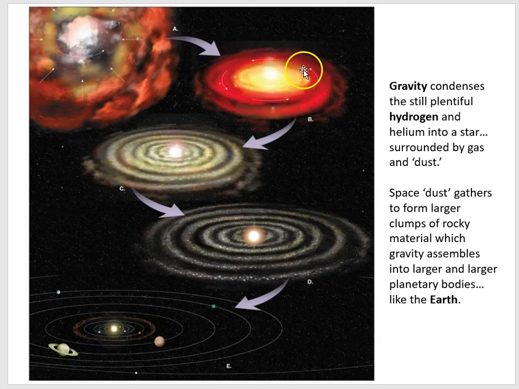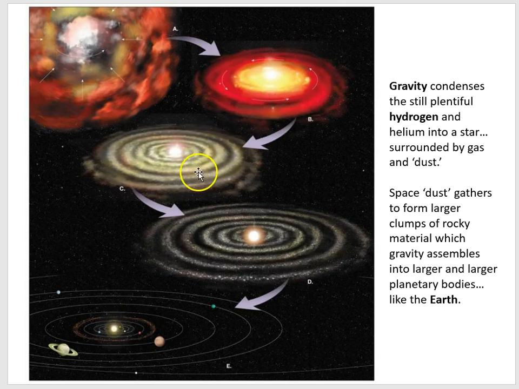But if you get gravity operating on this cloud of gas and dust, then you're going to get a star in the middle of this cloud. As the temperatures get so hot and the pressure so great, you'll get nuclear fusion. The star will be here, but the heavier elements then will be left orbiting around the star.